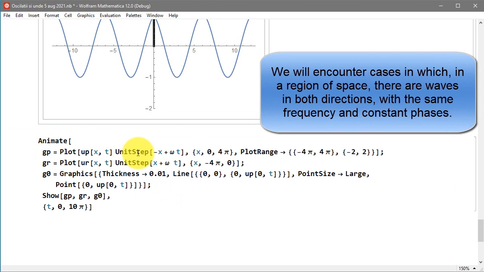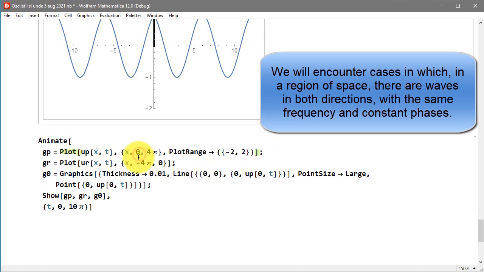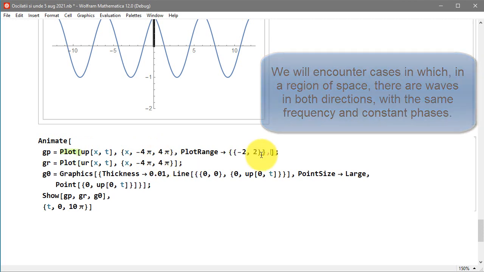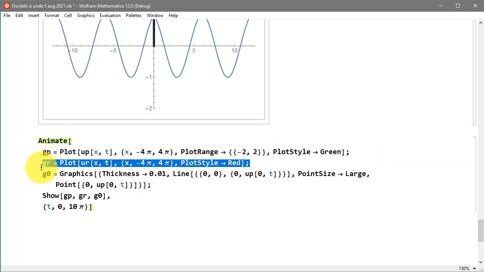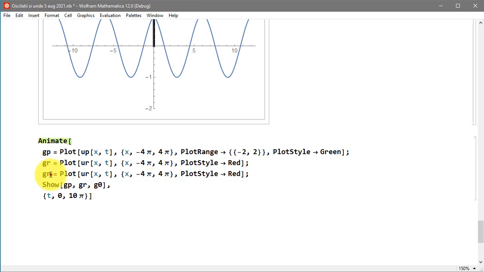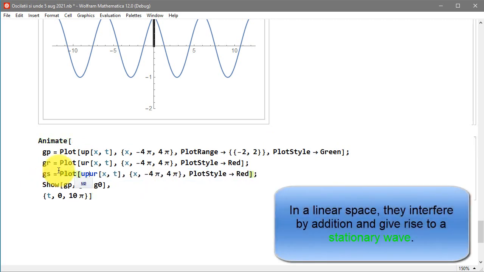We will encounter cases in which, in a region of space, there are waves in both directions with the same frequency and constant phases. In a linear space, they interfere by addition and give rise to a stationary wave.